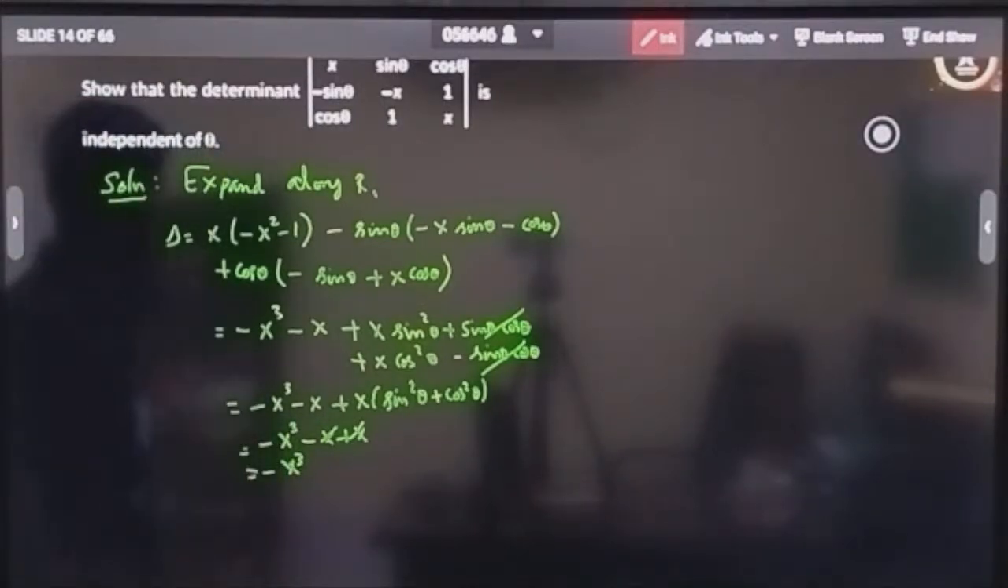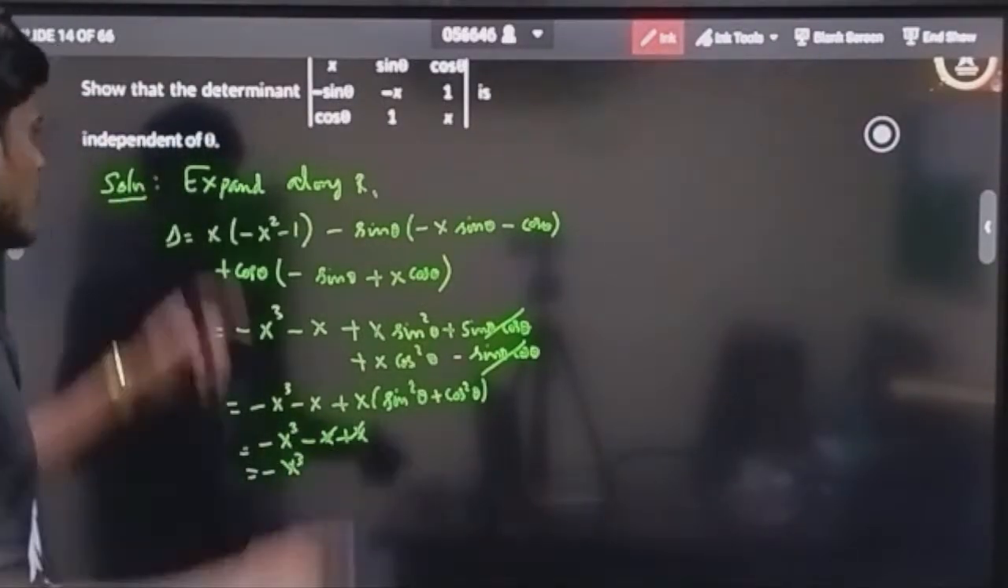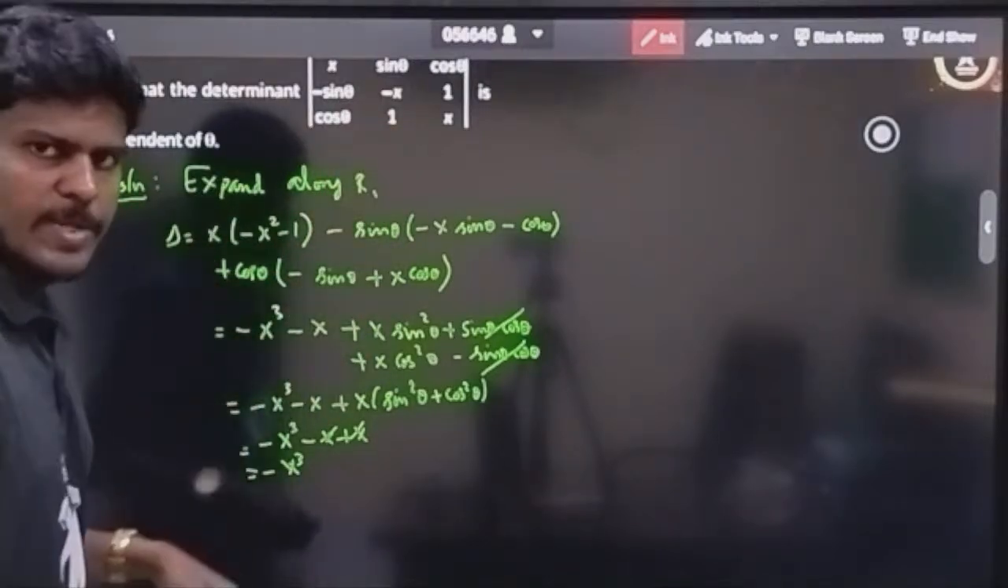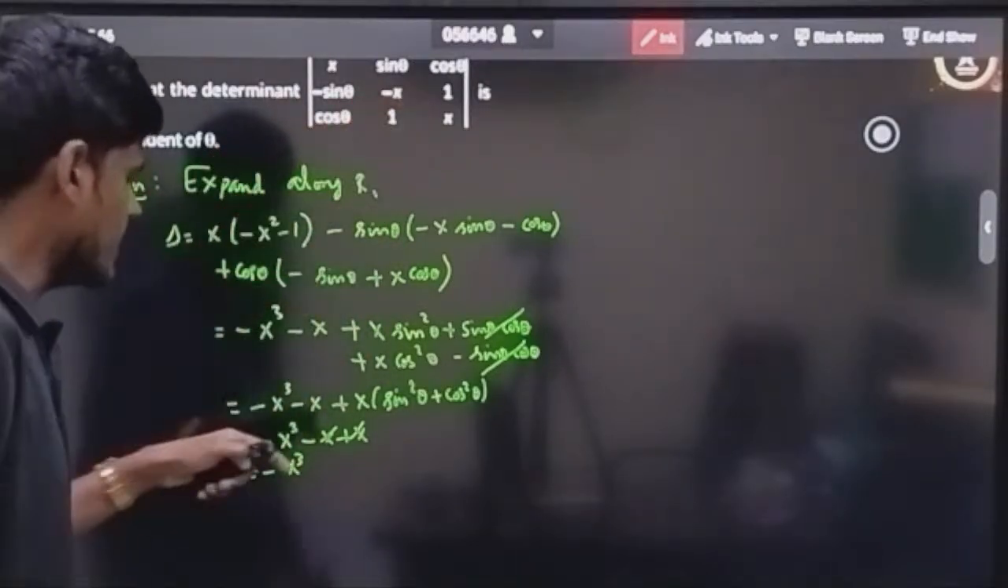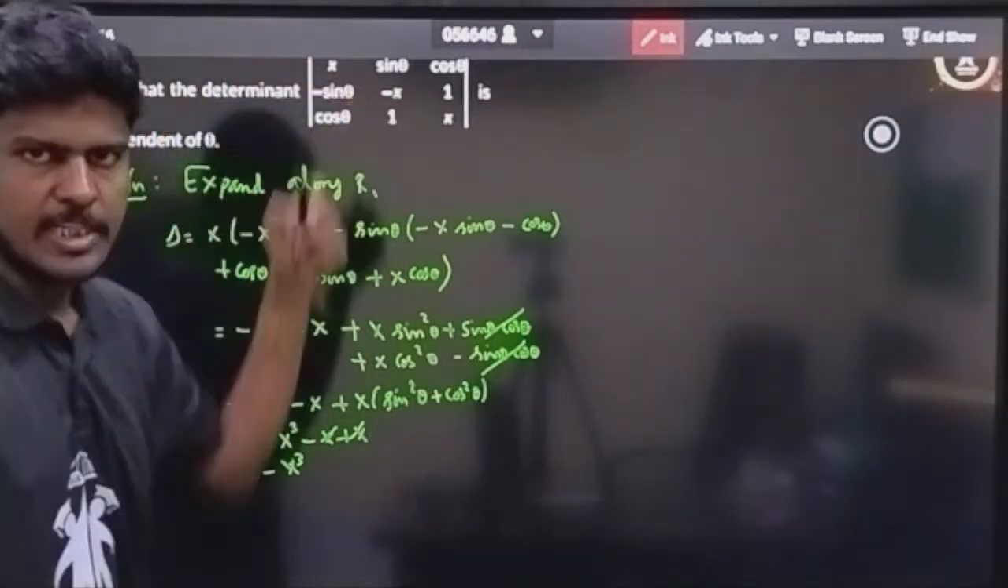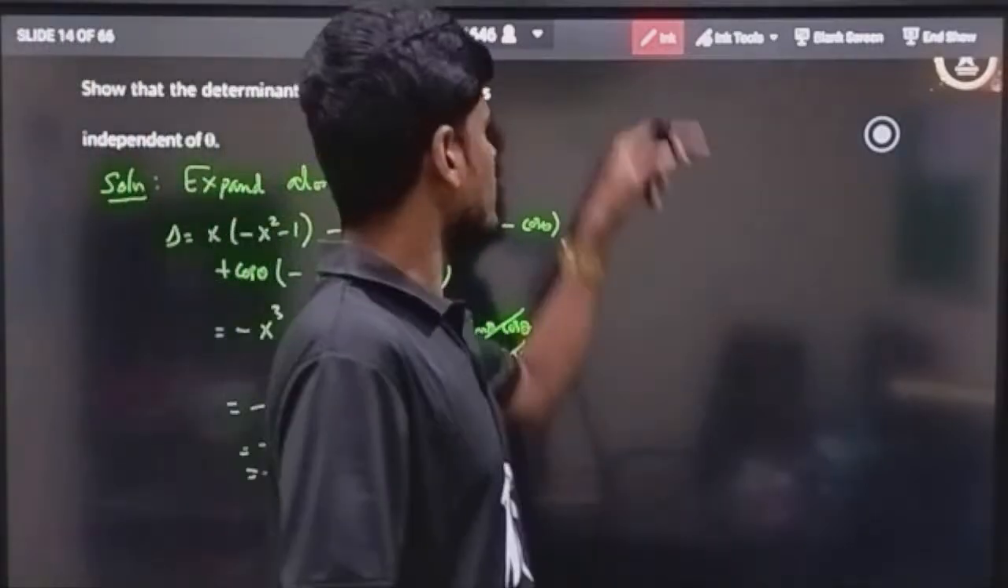Here do we have any theta terms in this? No. So this expansion of the determinant is minus x cube, which is independent of theta. That is the proof for this question.